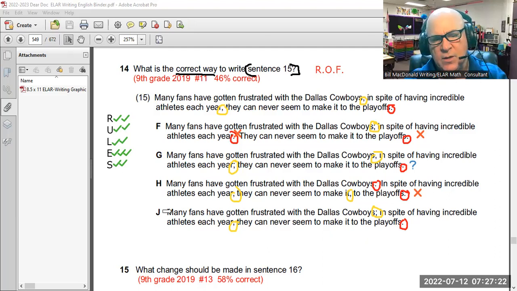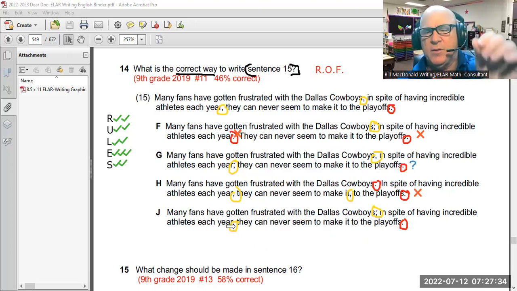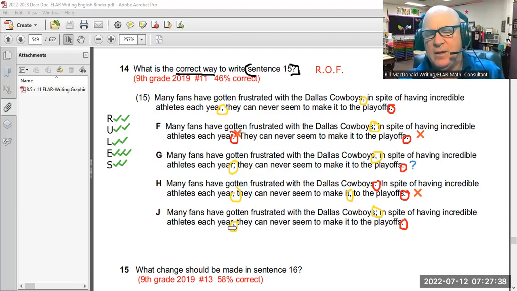Capital. Many fans have gotten frustrated with the Dallas Cowboys; semicolon. In spite of having incredible athletes each year, comma, so the semicolon would be a table bounce, athletes each year, comma, they can never seem to make it to the playoffs, period.